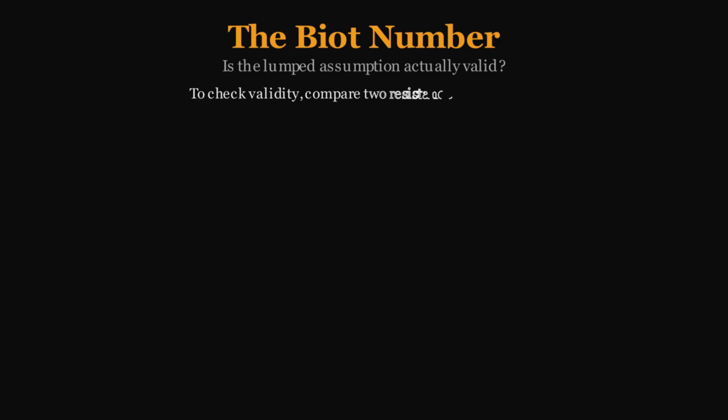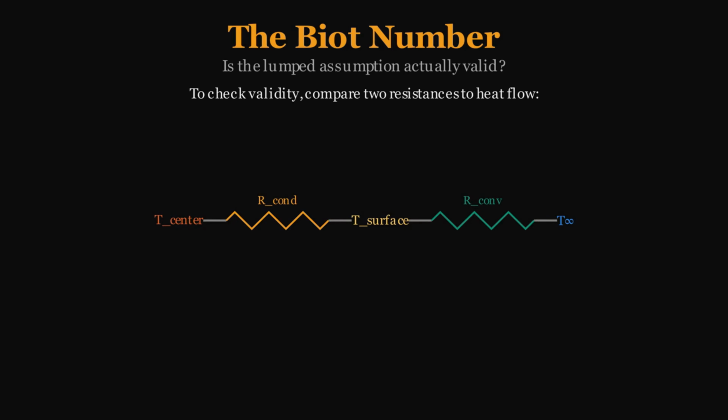So when can we actually trust this lumped assumption? We answer that by comparing two resistances to heat flow, the resistance to conduction inside the solid, and the resistance to convection at its surface. Picture it as a thermal circuit, just like an electrical circuit. Heat flows from the center of the object, through the solid by conduction, that is our conduction, then across the surface into the fluid by convection, that is our convection, and finally reaches the free stream, T infinity.